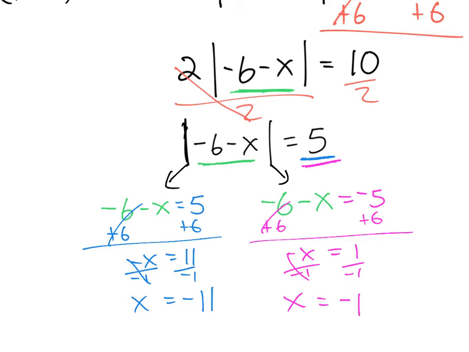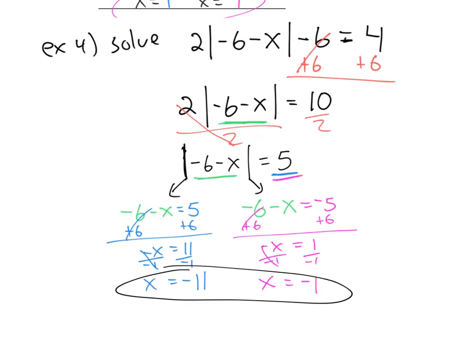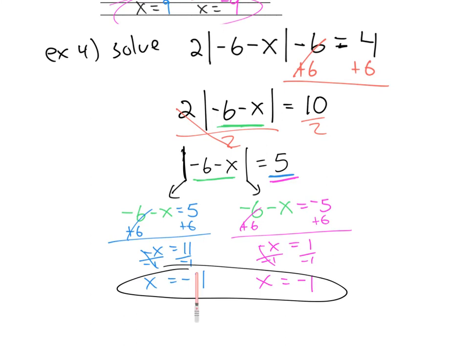But wait, we got 2 answers that are negative. Is that possible? Yes, it is possible. You don't always have to get one answer being positive, one answer being negative. If you were to plug these values in, they would satisfy the original equation way up here. It would satisfy the equation. So go ahead and do it.